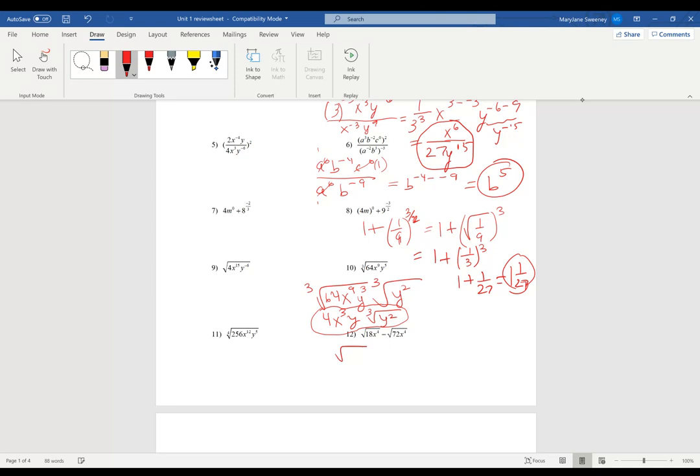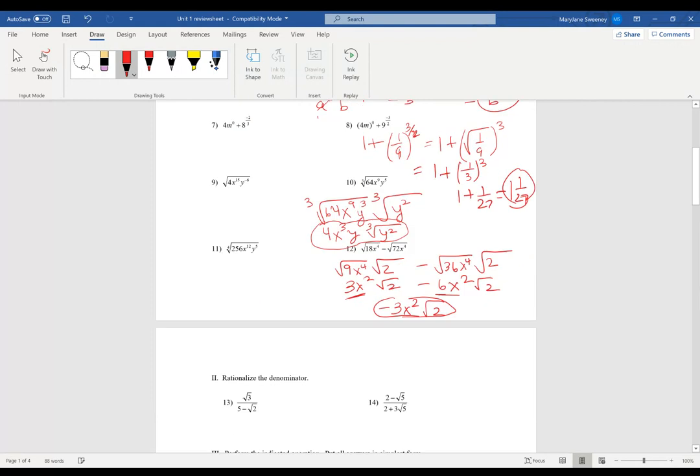Subtracting radicals, we need like radicals. So we're going to break these down, see if we can get like radicals. 18, 9 is a perfect square. 9 times 2. X to the 4th is a perfect square. So this is 3x squared, radical 2. 72, 36 times 2 gives us 72. X to the 4th again is a perfect square. So this is minus 6x squared, radical 2. So we can subtract the coefficients, get negative 3x squared, radical 2. So, like radicals.